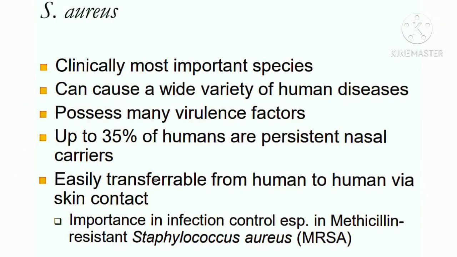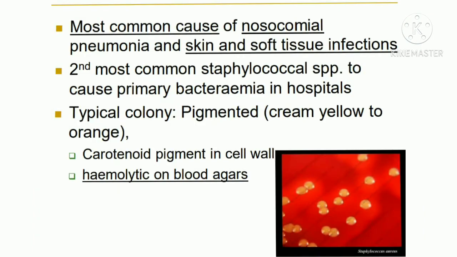Staphylococcus aureus is the most important species, and a variety of diseases are caused by these bacteria. It contains virulence factors like coagulases and several others to show its pathogenesis. About 35% of humans are persistent nasal carriers, and these are easily transferable from human to human through skin contact, and this is important in infection control, especially in methicillin-resistant Staphylococcus aureus, or MRSA.